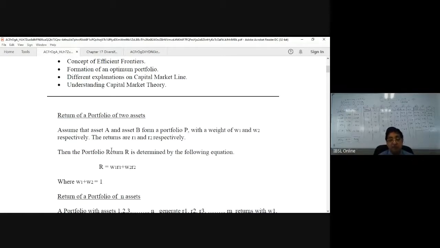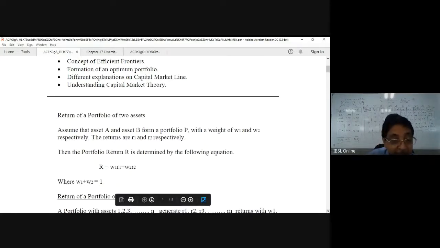Those weights, we assume that the weight of A is W1, weight of B is W2, where W1 plus W2 is equal to 1. Then, how are we going to get the return of the portfolio? The portfolio return comes with the valuation W1 into R1 plus W2 into R2. That gives the return of the portfolio with only two assets. It's so simple. Now, since it is so simple, we will go to the n asset situation also.